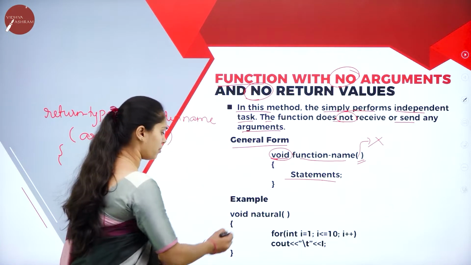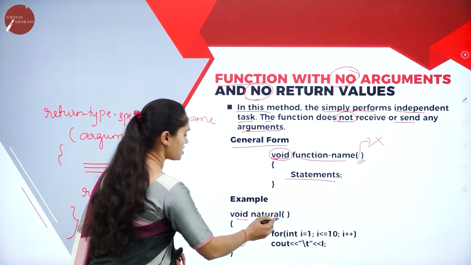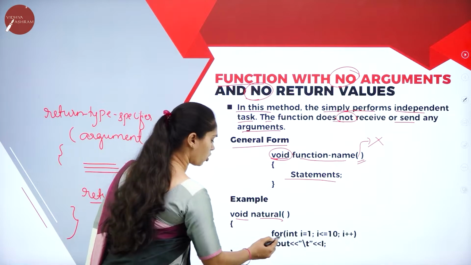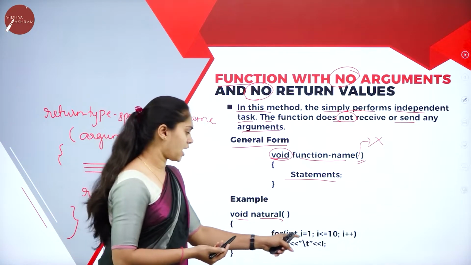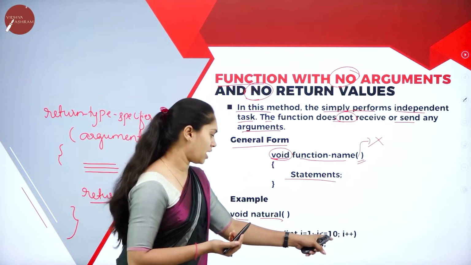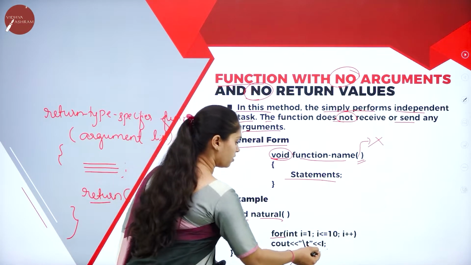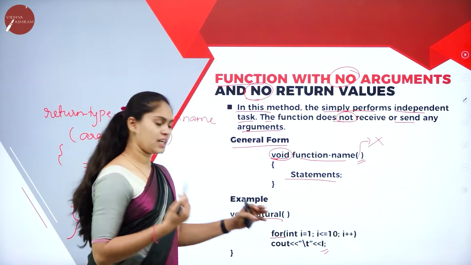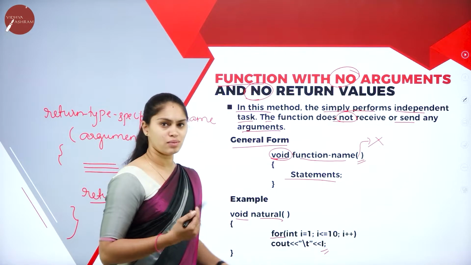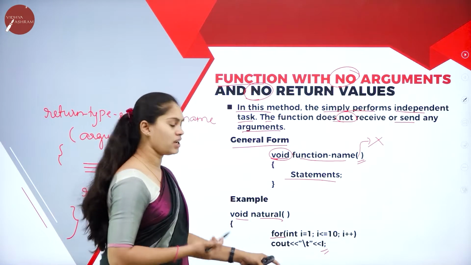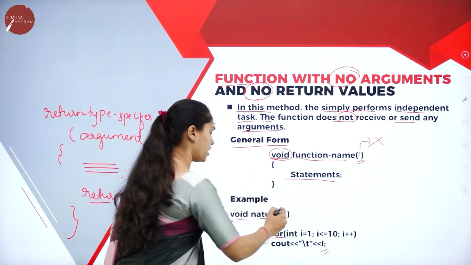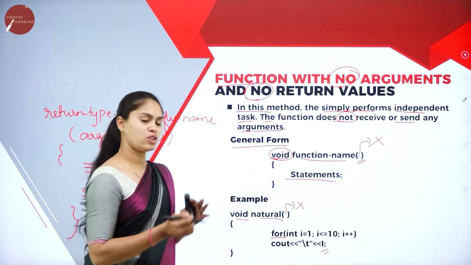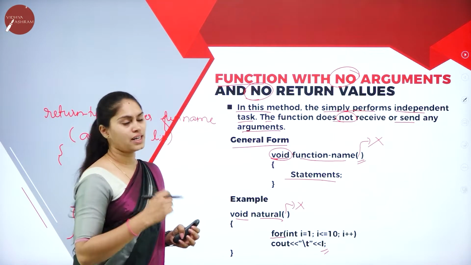You can see the example. Void is the return type, and I'm using the function named natural. I have a for loop where we initialize i equal to 1, and while i is less than or equal to 10, if it is true, it will display the value of i, then i is incremented by 1. It won't return any value, but whatever is there in i will be displayed on the screen. So it is not returning any value and it is not taking any arguments. This is regarding a function with no arguments and with no return value.